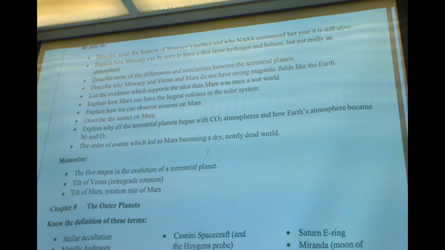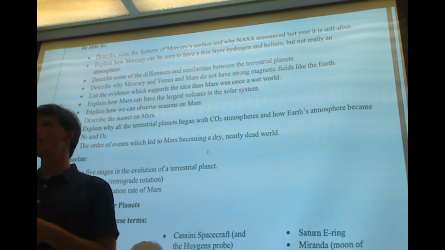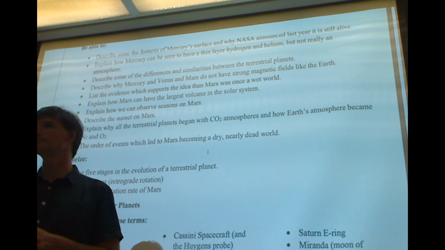Explain how, list the evidence which supports the idea that Mars was once a wet world. Do we have any evidence? Can you think of a few things? Anything? Organic compound. Oh, well, okay, that's brand new. Don't use that one. That's brand new. And actually, that doesn't mean that it once was a wet world. We have other evidence for that. What evidence do we have that supports the idea that Mars was once wet? Is it because of CO2? Not the CO2, no.